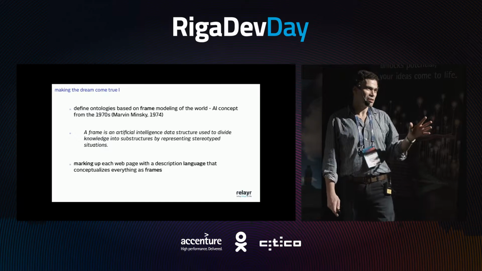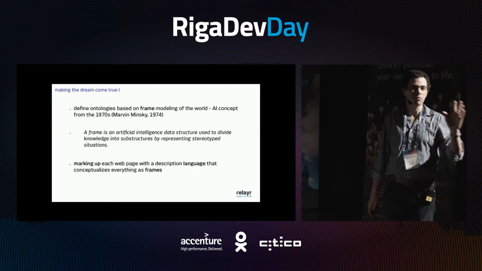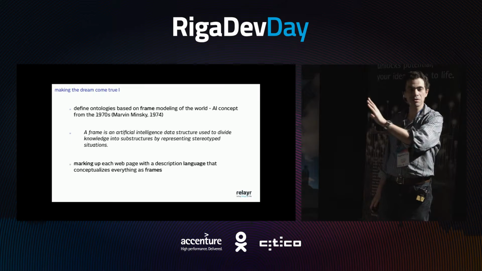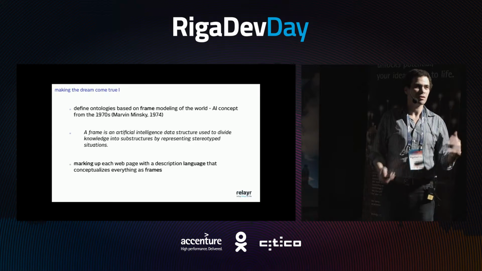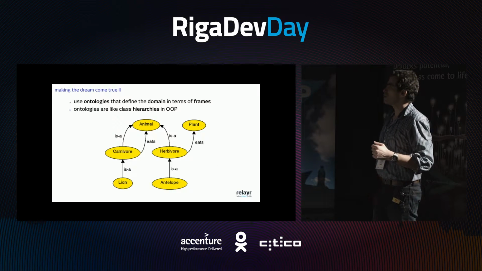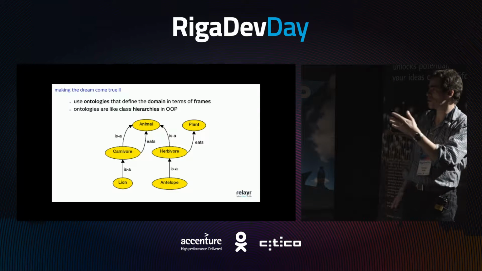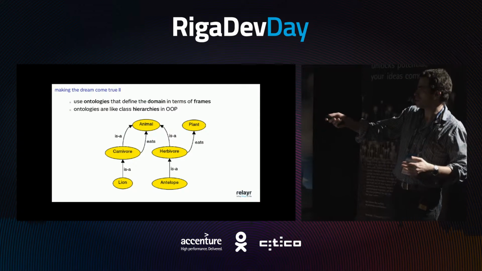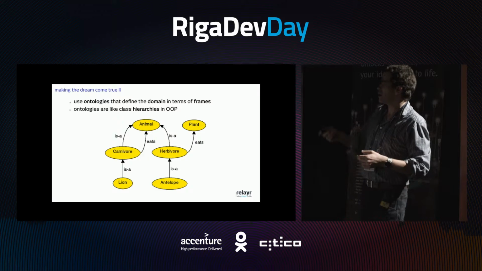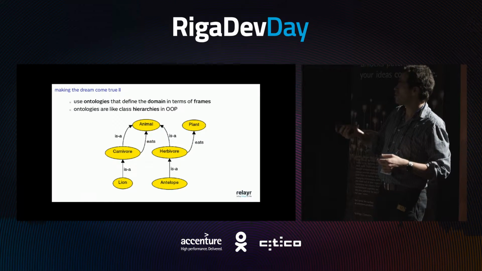But the question is that this would imply that all the web pages out there would have to be marked up, so that you could explain or define the page in terms of these ontologies defined by the frames. So we have here an animal, a lion. You know that it is a carnivore, right? It is an animal that eats an herbivore, okay? And an antelope is an herbivore.